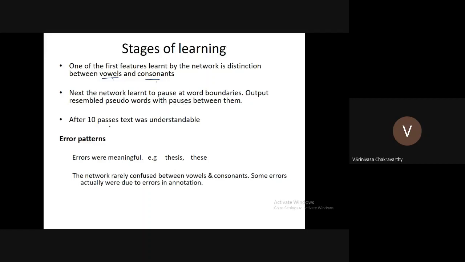After about 10 epochs, that is 10 presentations of the entire data set, the speech was understandable. It was intelligible. Even when it was making errors, they were meaningful because it was making close calls. Instead of thesis, it would read as these, which was very similar. It rarely confused vowels and consonants. Some errors were actually due to errors in annotation. That is, there were bugs in the training set itself, and that's why it was flagging a wrong output from the network. But actually, the network was right and the data annotation was wrong.